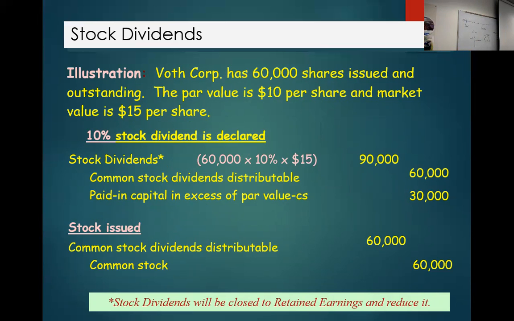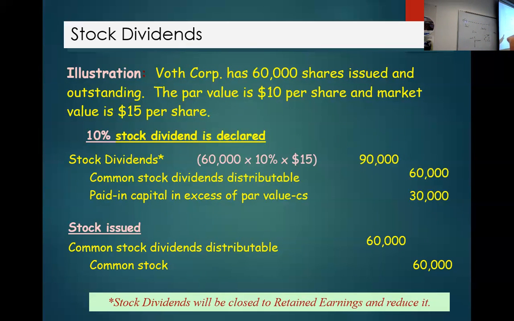We go back to that, or copy it down. Okay, hang on. We're gonna say common stock dividend distributable and common stock. Is that okay, or do you want me to go back to the slide? Oh, no, that's fine. Okay. I just didn't know if you were gonna.